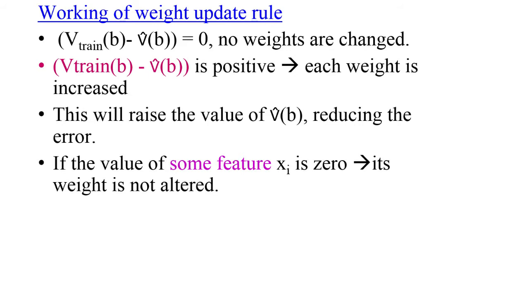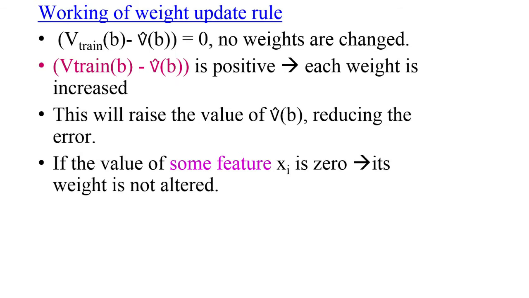When V train B minus V hat B is positive, that indicates there is some error. Each weight is increased in proportion to the value of its corresponding feature. The weights are increased, which will raise the value of V hat B, reducing the error. In the relation V train B minus V hat B, suppose there is an error, and if you increase the value of V hat B, then ultimately this subtraction reduces.